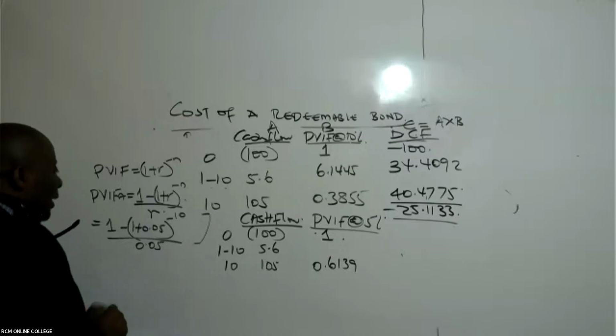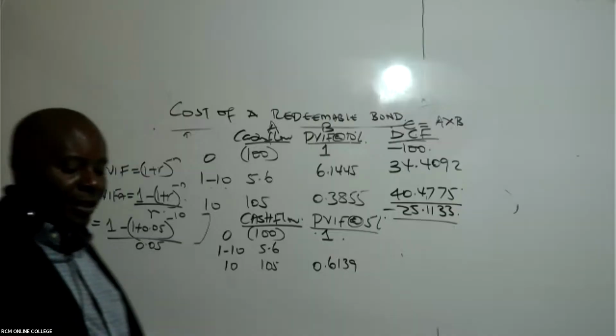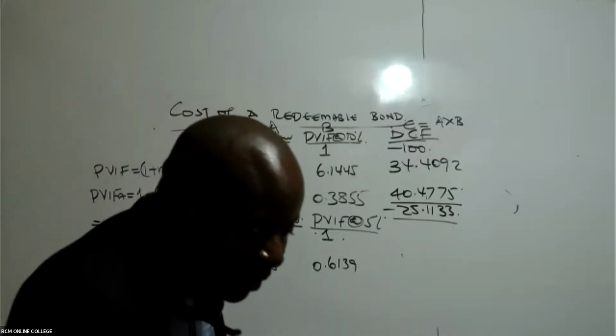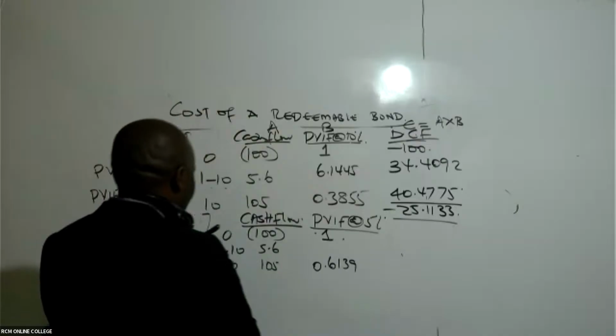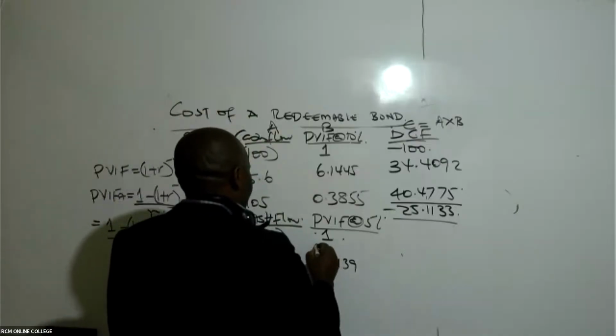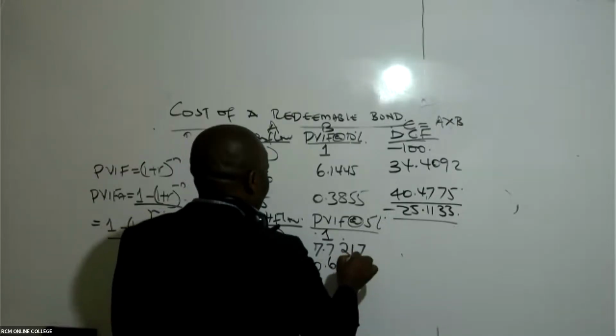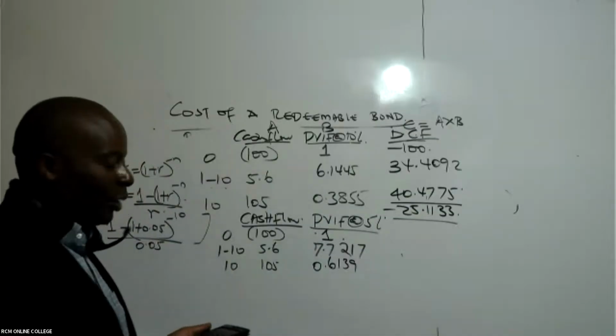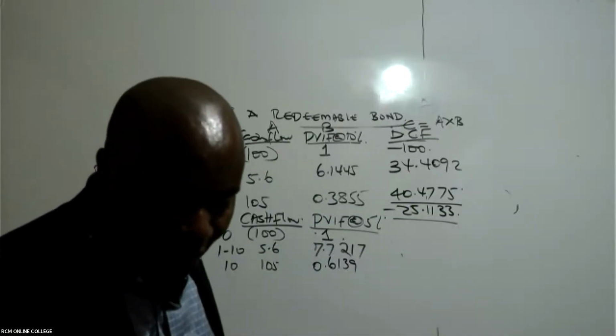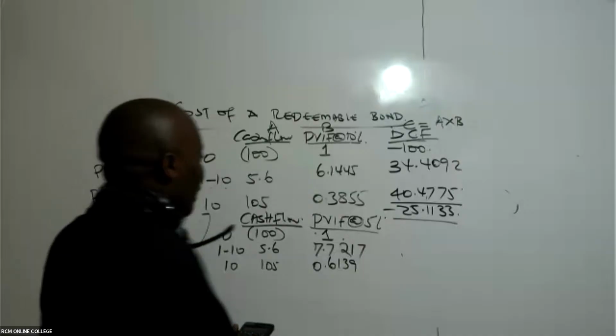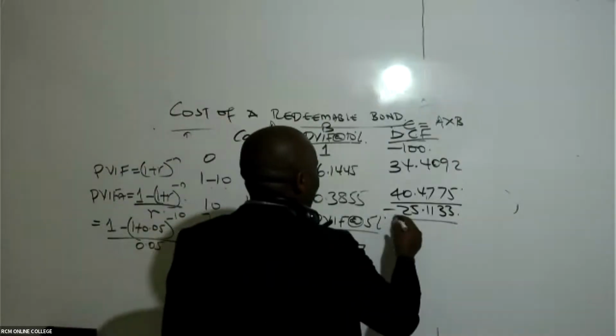So is there somebody who's getting 7.7 something? Yeah, PV4 is 7.72117. So please go ahead and give me the discounted cash flows before I answer accurately.